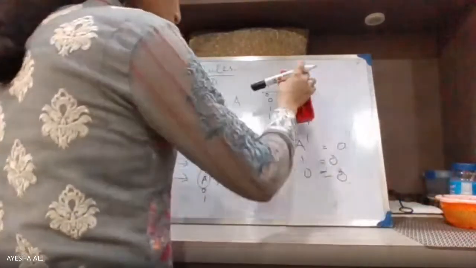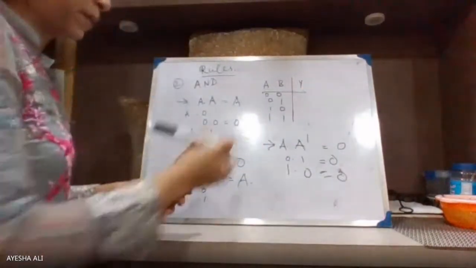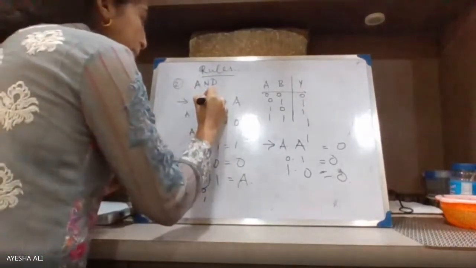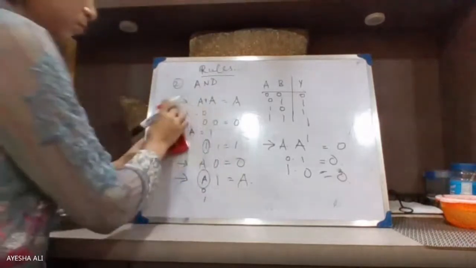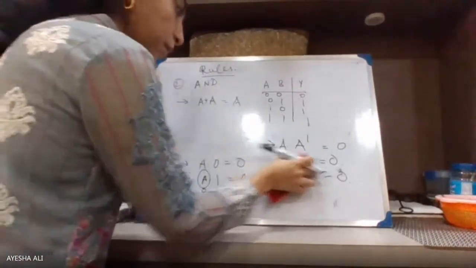So if I have OR, for OR what will be? 0 0 gives 0, 0 1 gives 1, 1 0 gives 1, 1 1 gives 1. So A dot A will be, sorry, no more dot, A plus A. That will be A.